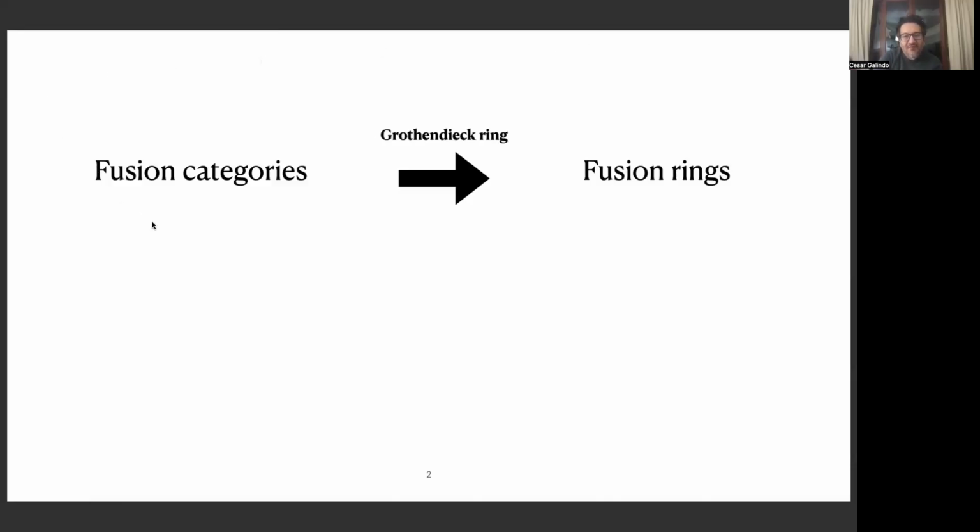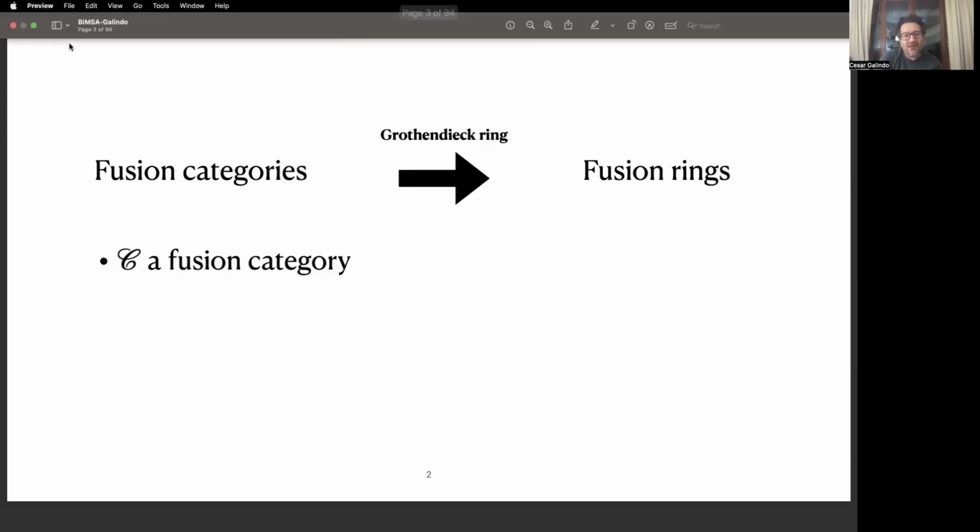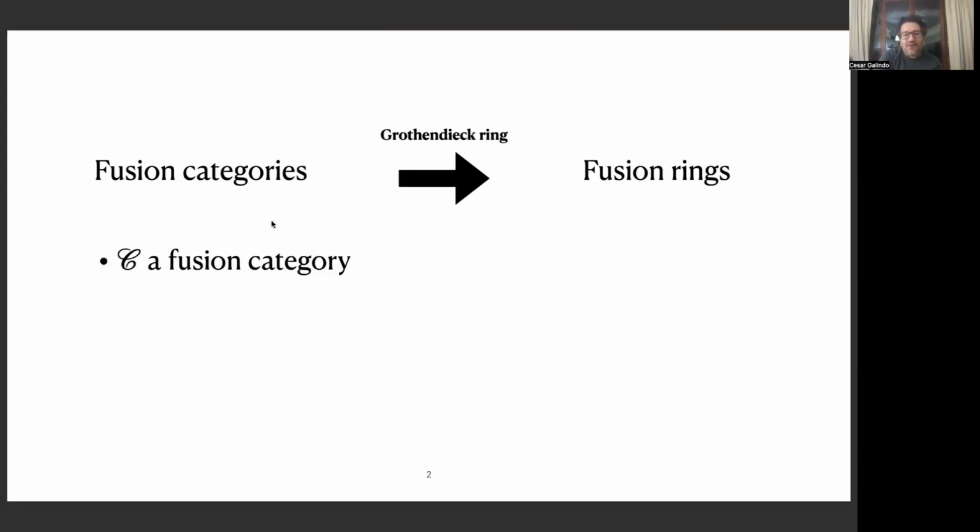If you have a fusion category, I don't want to recall the whole definition, because in many senses I don't need the full definition at this moment. We have associated with the fusion category some combinatorial object that gives us a lot of information, not all the information, of the fusion category, that is called the fusion ring, or really the Grothendieck ring. If we axiomatize the basic properties of the Grothendieck ring, what we obtain is the notion of fusion ring.